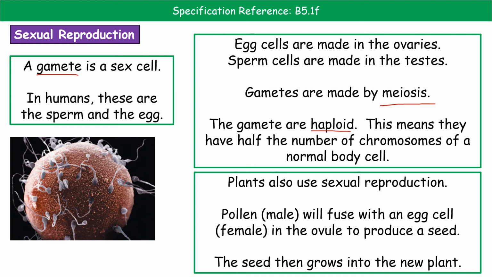If they were to give us the number of chromosomes in a gamete, all you've got to do to get it in a normal body cell is double it. Worth remembering, plants also use sexual reproduction, so the pollen is the male gamete and the egg cell is the female gamete. Once they've joined together with those two nuclei fusing, then the seed is going to grow into the new plant.